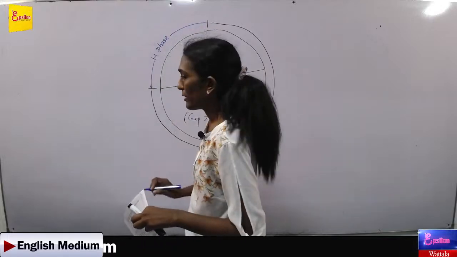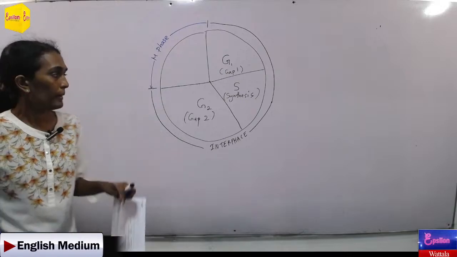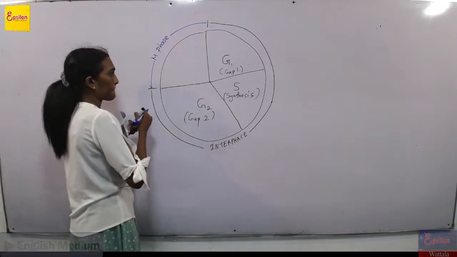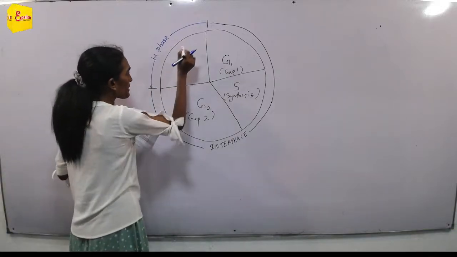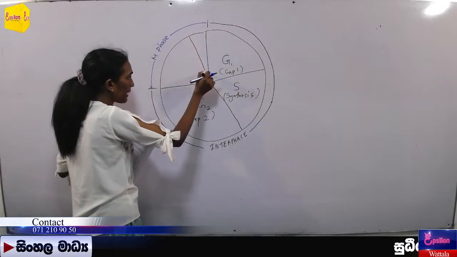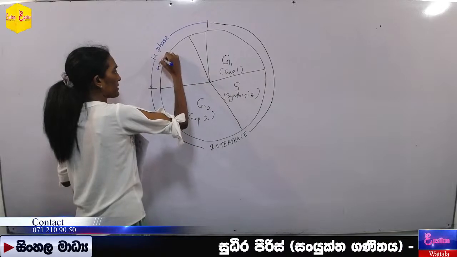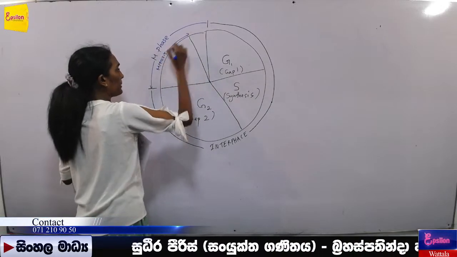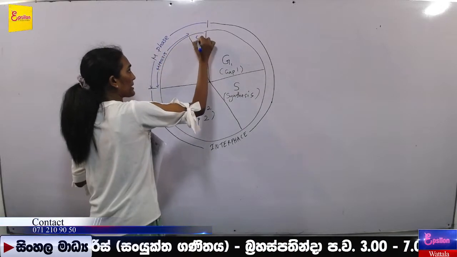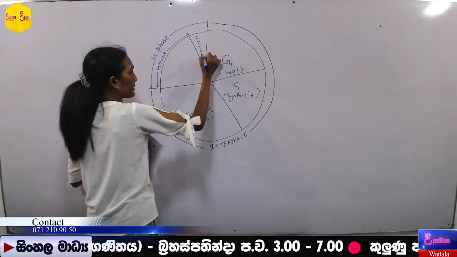M phase has two major phases. What are the two major phases? Mitosis and cytokinesis. Here it is mitosis up to here, and here it is cytokinesis.